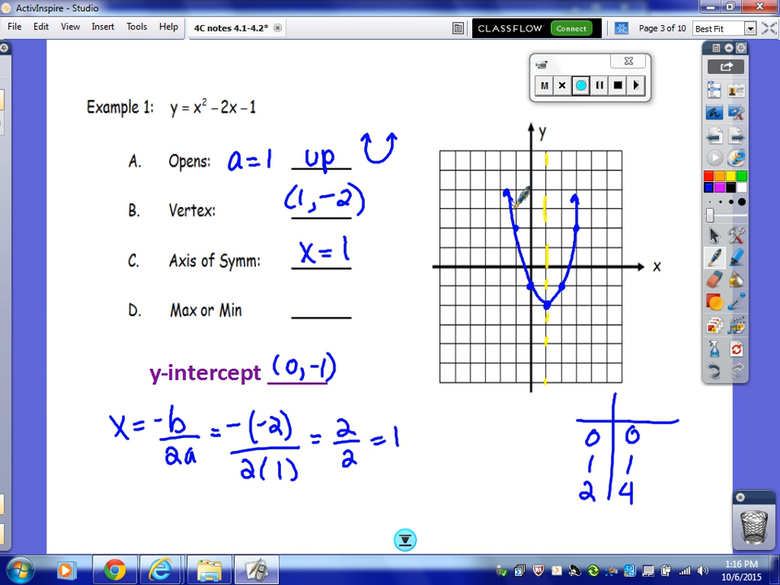All right, so see this vertex? It's the lowest point on my graph, so this is going to make this a minimum. There's a minimum at the y value, negative 2. So the minimum at negative 2.